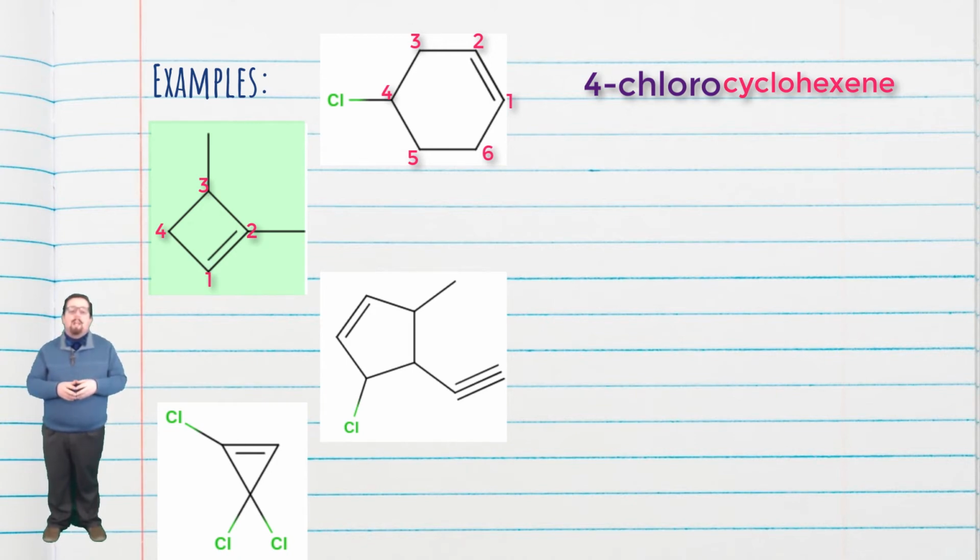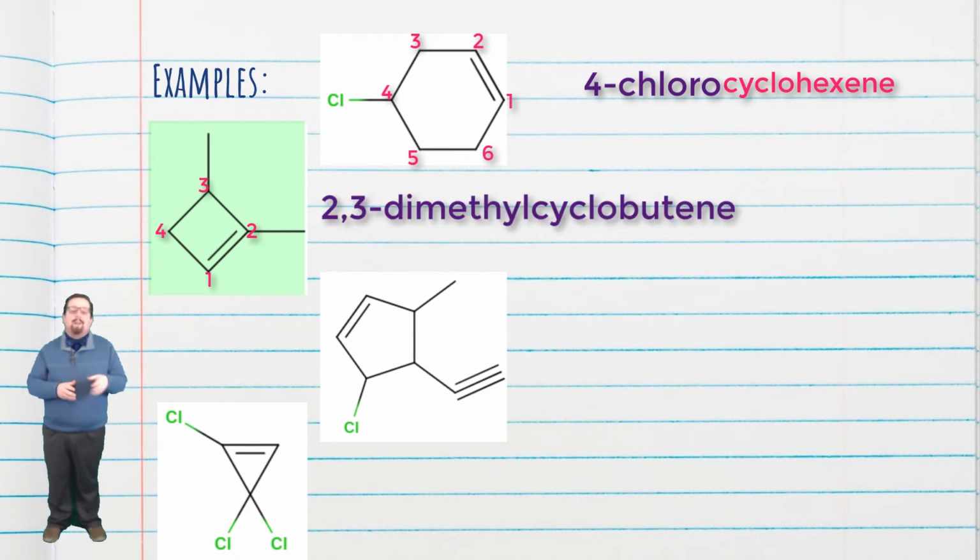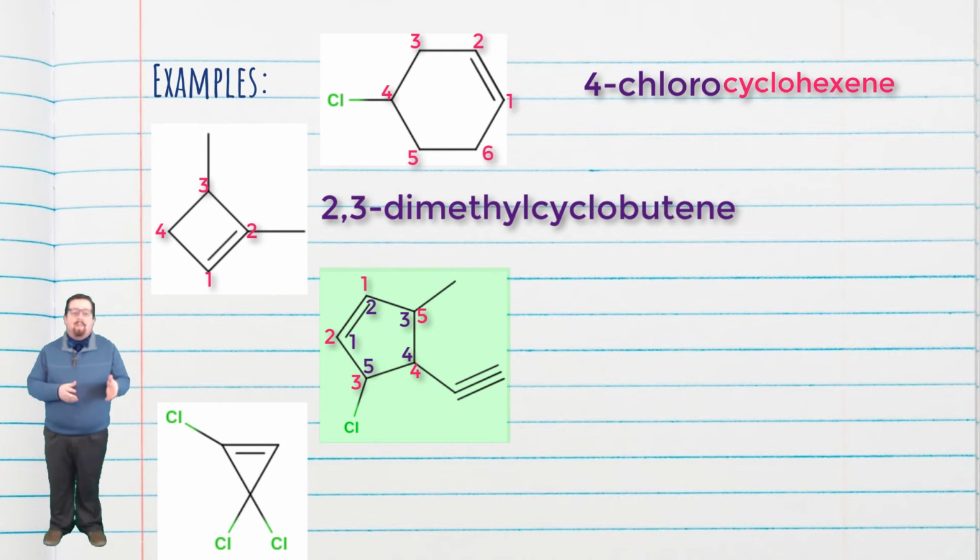All right, so you name this one 2,3-dimethylcyclobutene. Whew, this next one is a doozy. Here are your two options for numbering. Either way gives you a substituent on 3, 4, and 5, so which way is actually better? Chloro would come alphabetically before methyl, so I would number it counterclockwise.